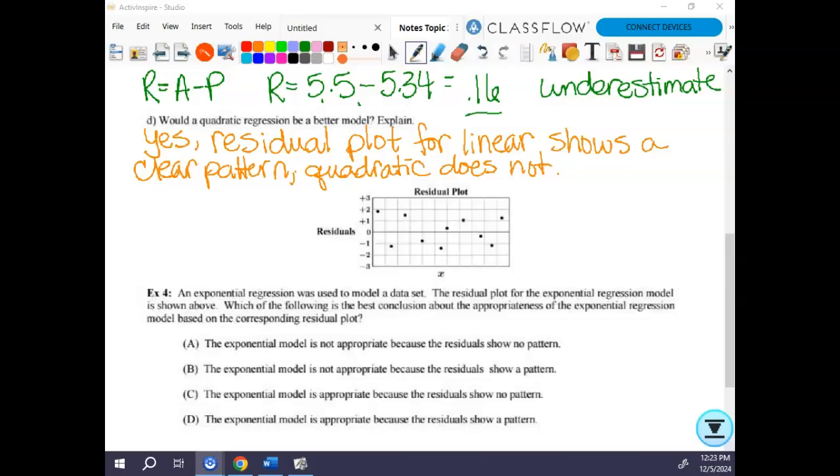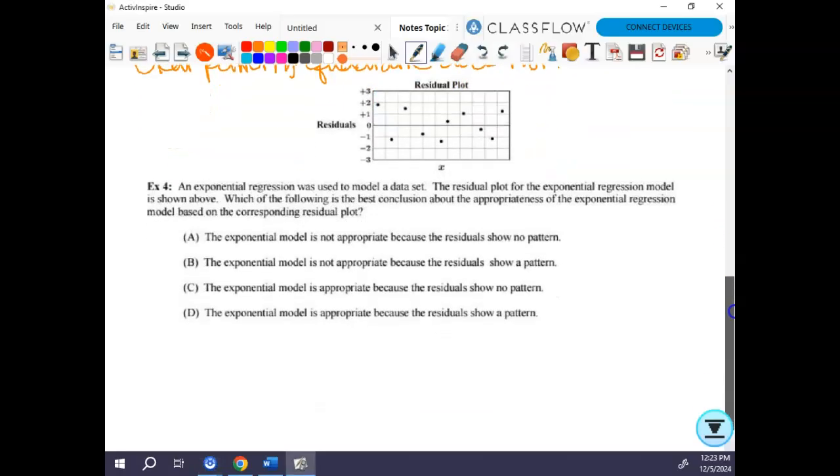Any questions? All right. So then this says an exponential regression was used to model a data set. The residual plot for the exponential regression model is shown above. Which of the following is the best conclusion about the appropriateness of the exponential regression model based on the corresponding residual plot? So always make sure you know what you're looking at. We are looking at a residual plot. Okay, we're not looking at like a graph of the data itself.